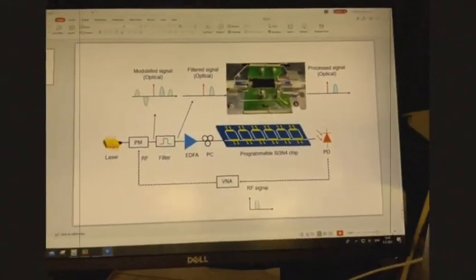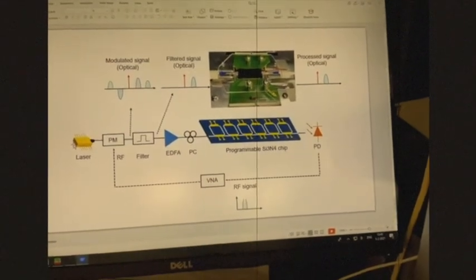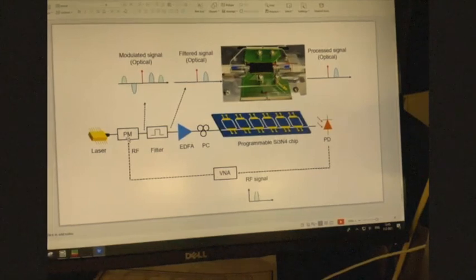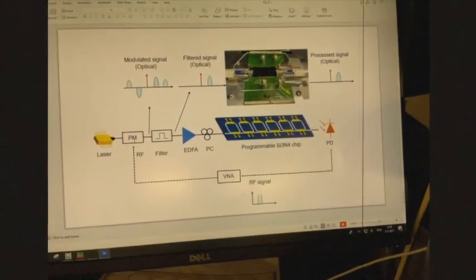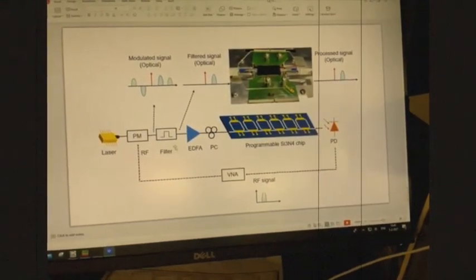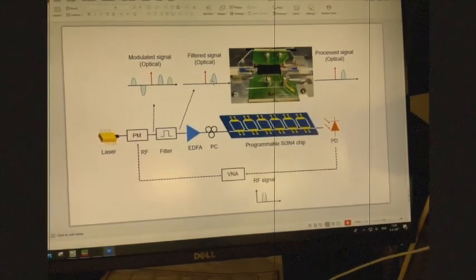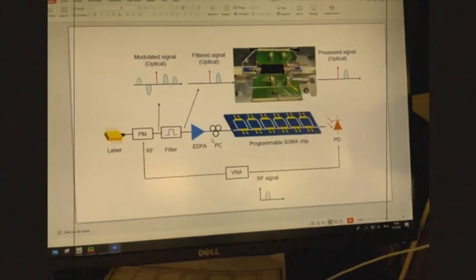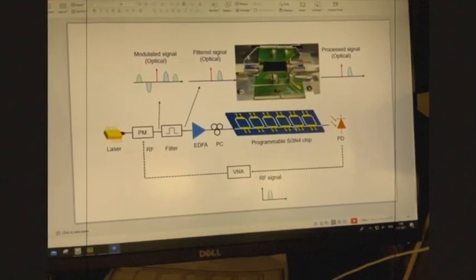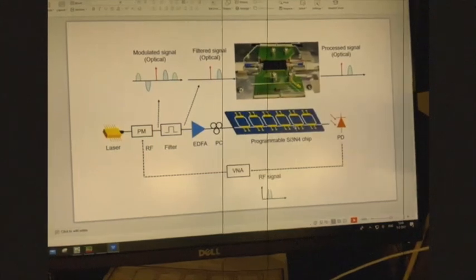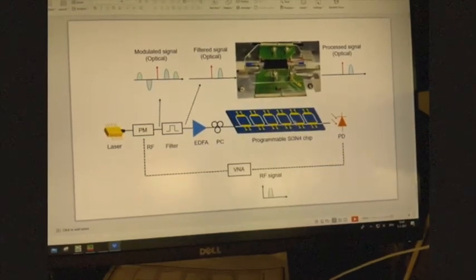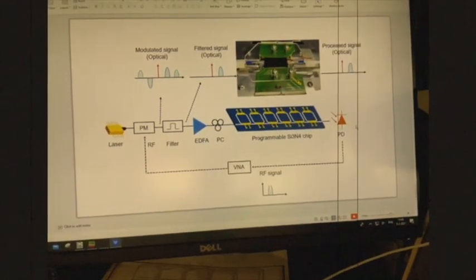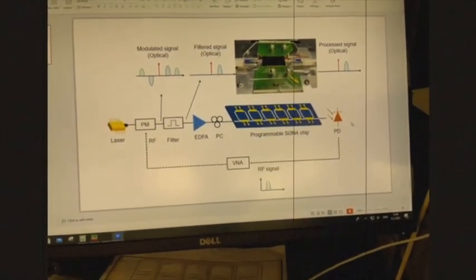So here we first have a laser, a continuous wave laser, and then we have a modulator. We use this modulator to convert the RF signal into the optical domain. And then we use an optical filter for the single sideband modulation. And then we amplify this optical signal and send it into a programmable silicon nitride photonic chip. And this is the processor that we use to process the signal. And finally, we use the photodetector to retrieve this signal back into the RF domain.